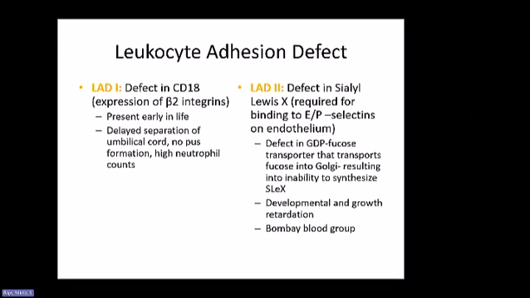Now remember, LAD type 2 is also a congenital disorder of glycosylation. So this GDP-fucose transporter is defective. So these patients will have non-immune manifestations, as I mentioned.